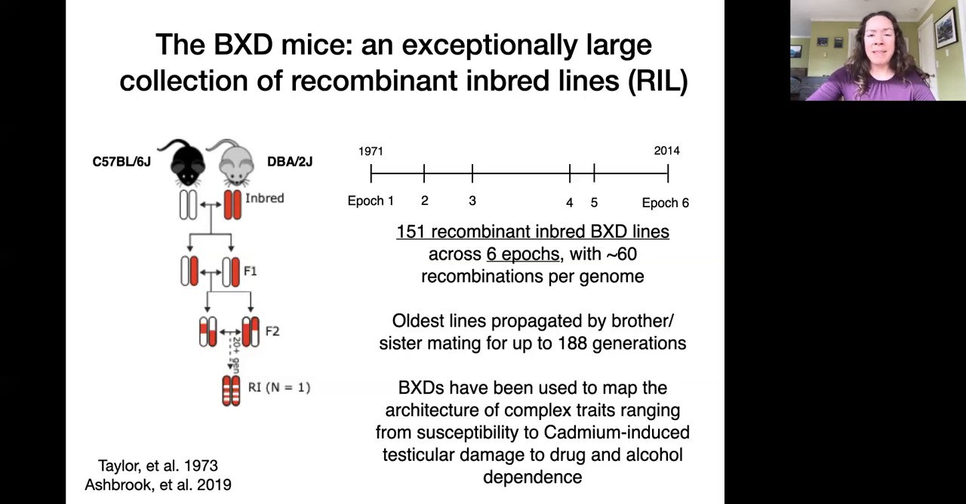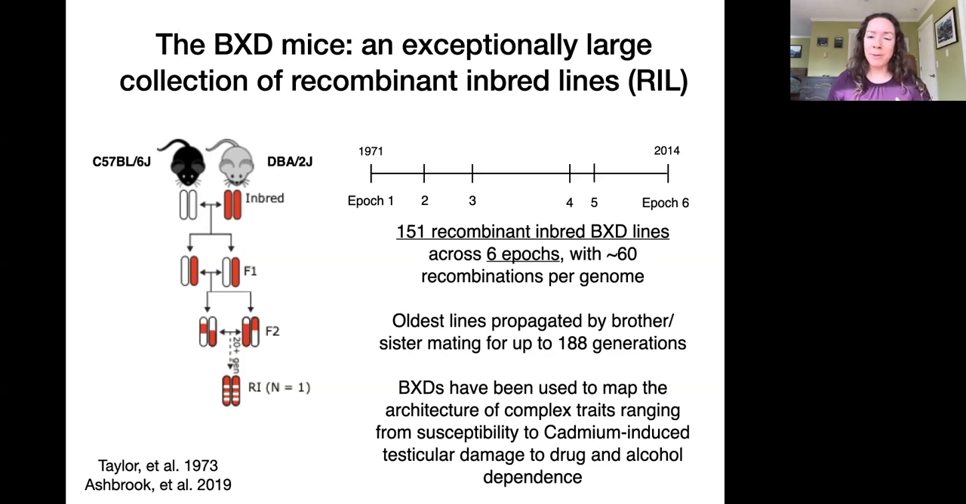So basically, back in 1971, the lines called BXDs, or B by Ds, were originally founded by taking the standard laboratory mouse C57 Black 6 and crossing it to a different laboratory mouse strain called DBA2J. And after obtaining some F2s from this cross, a bunch of different lines were founded and inbred by brother-sister mating.